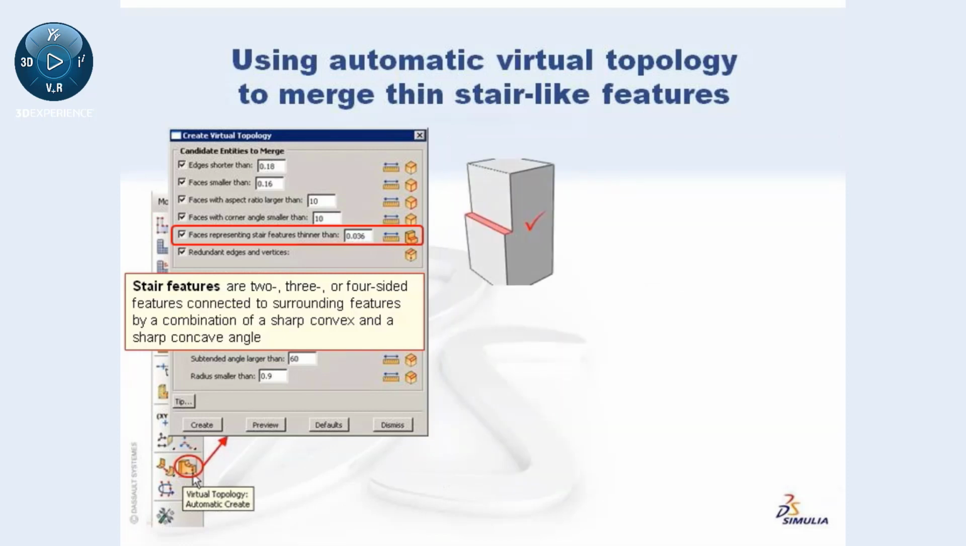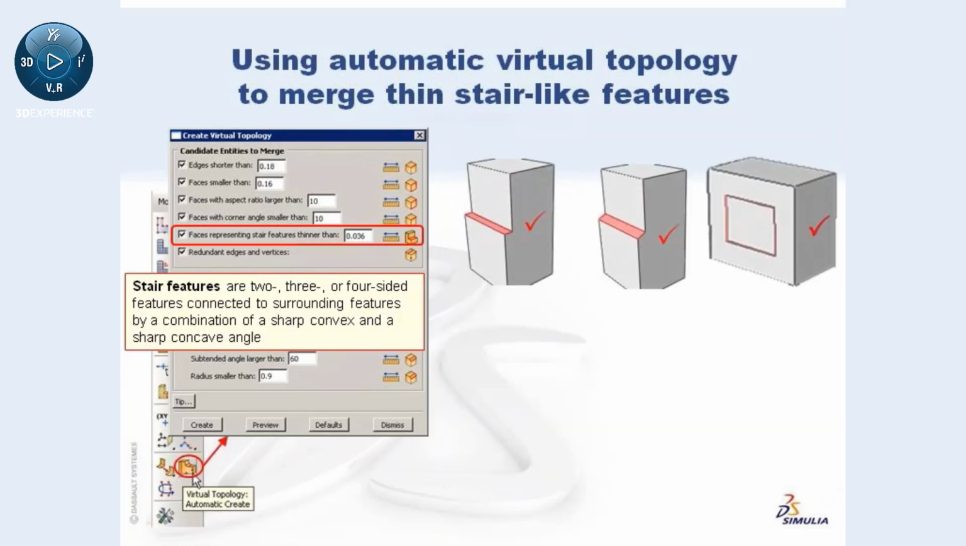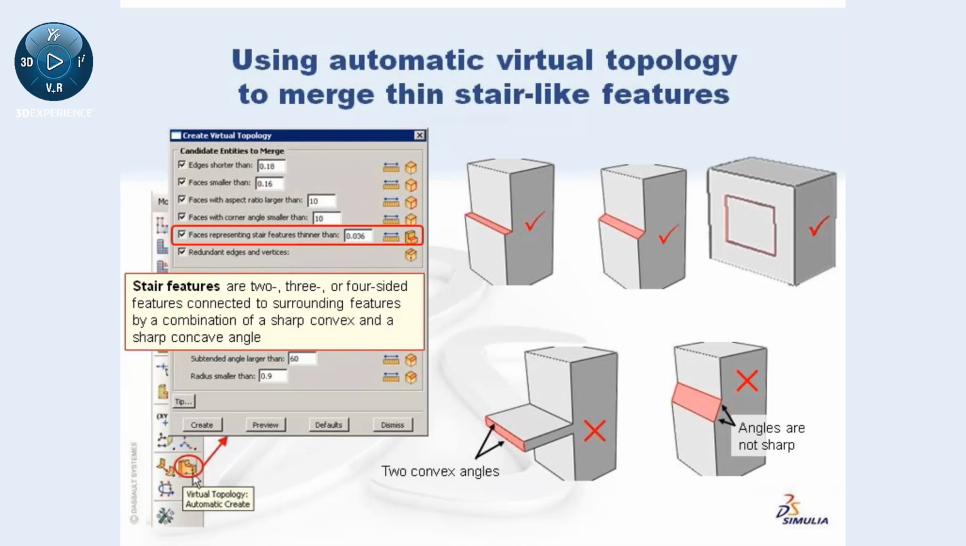Here are three simple examples of stair features that you can abstract away using this functionality, followed by two examples that violate the stair-like feature definition.